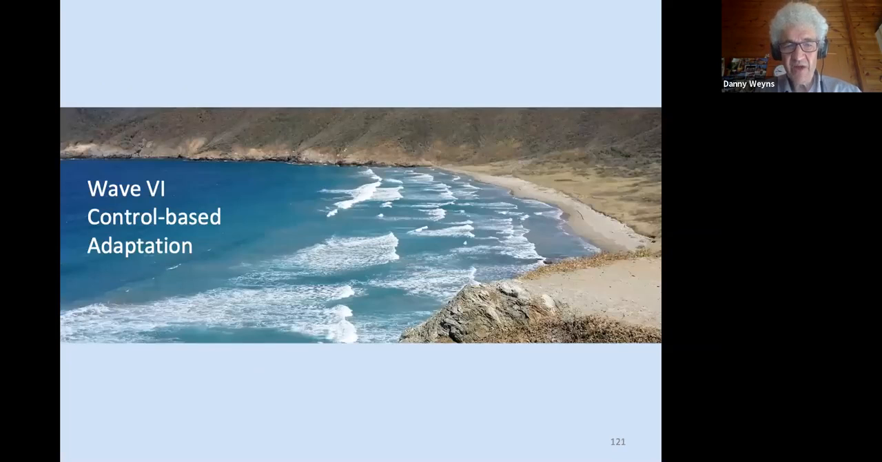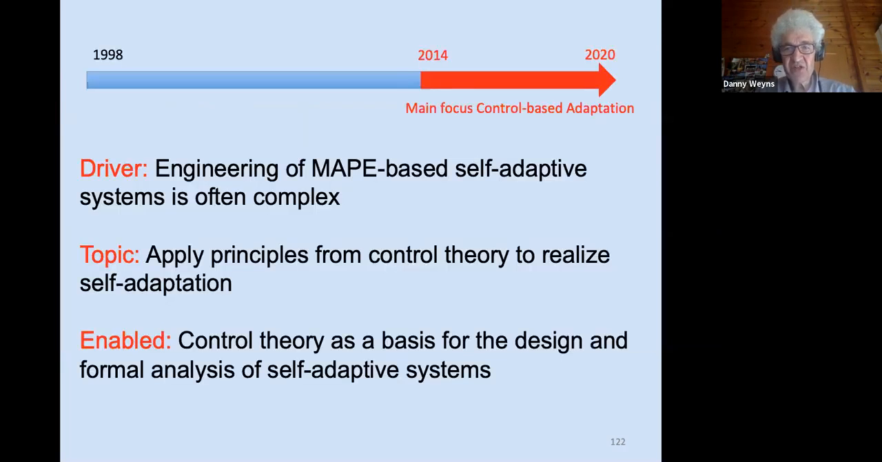This brings us to wave 6, where the focus shifted to so-called control-based adaptation. Now, wave 6 was really established by an ICSE paper in 2014, where control-based adaptation was presented for the first time, in particular a particular type of control-based adaptation. Actually, control has been used for adapting resources for a long time. Think, for instance, of the work in the ICAC community for many years. But here the focus shifted drastically.